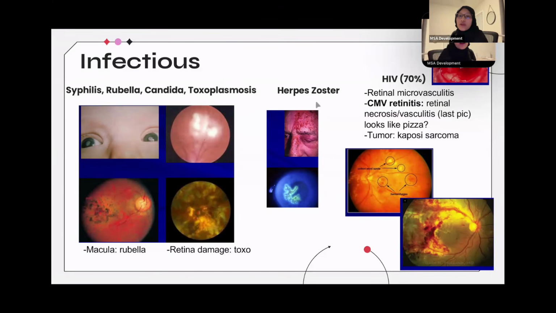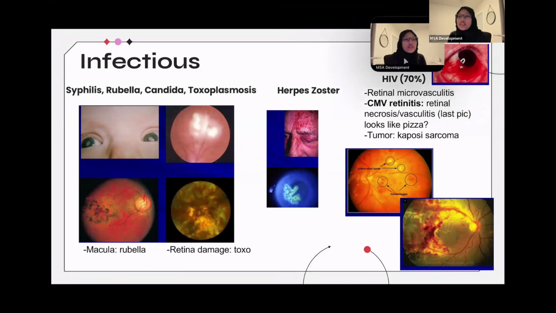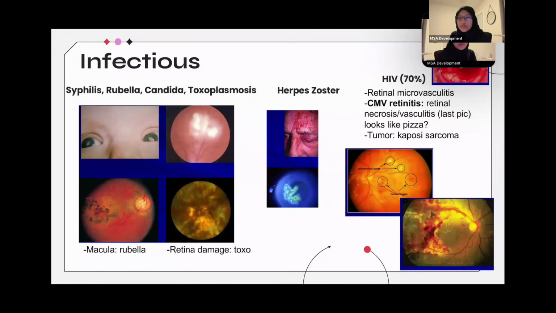Herpes zoster we talked about in detail: the midline aspect, the distribution of the trigeminal nerve. That's why it's a very small picture here, but it's still infectious, a reactivation of chickenpox. Then you have HIV, a very systemic disease. 70% of them will have eye manifestations. They can have something that looks like pizza, like red and yellow dots everywhere, like a slice of pie.